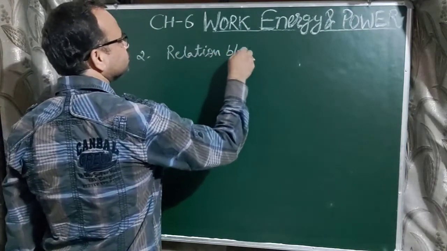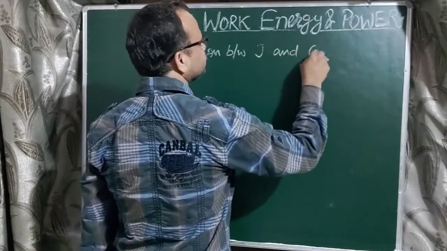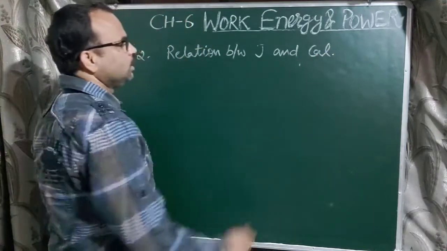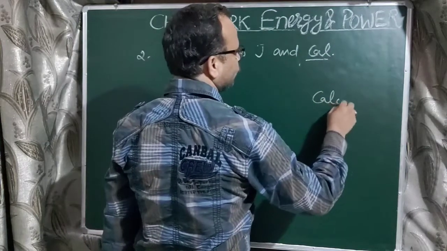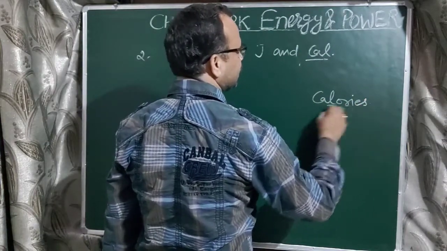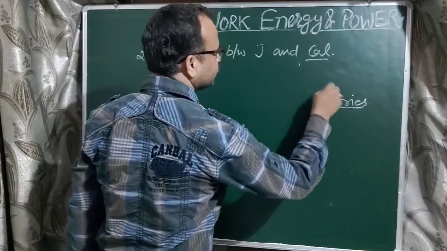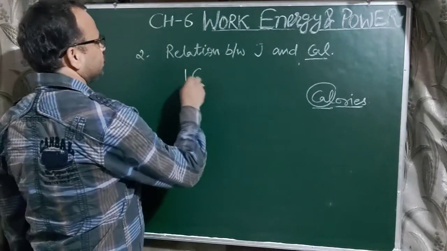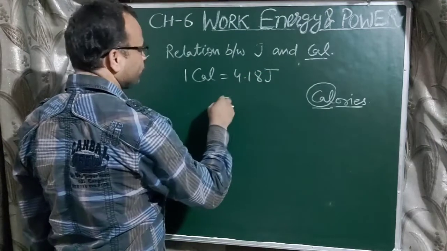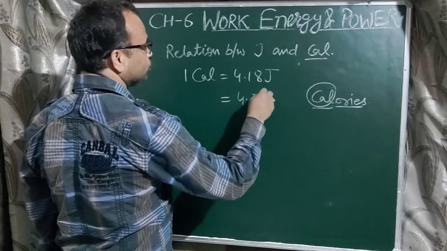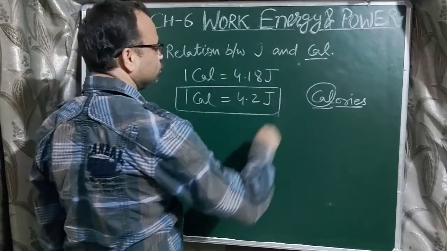Second, relation between joule and calorie. Cal is the short form of calorie. 1 calorie equal to 4.18 joule, or we can write 4.2 joule. So 1 calorie equal to 4.2 joule.